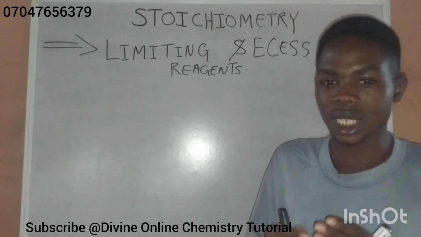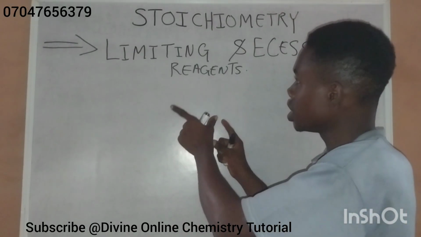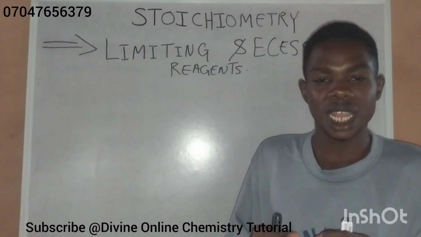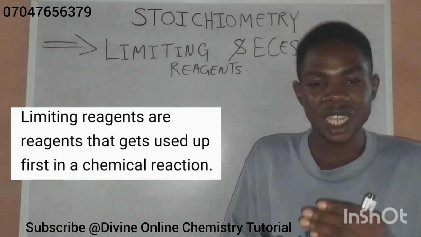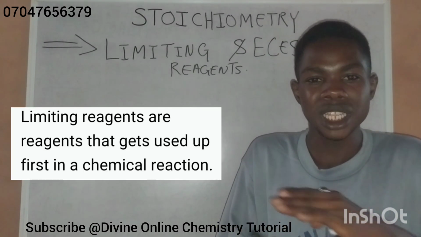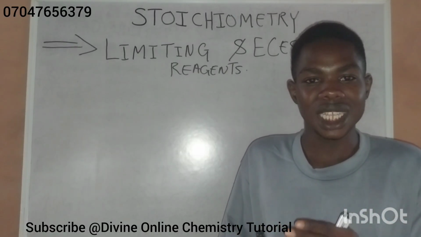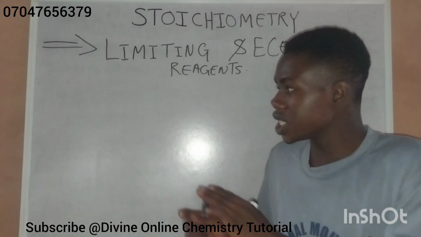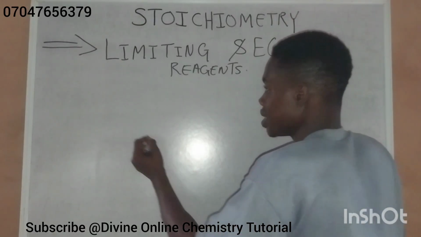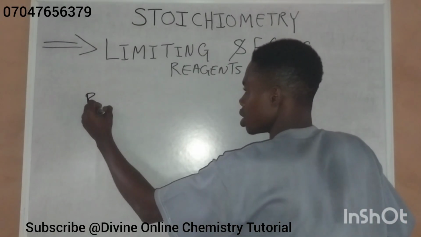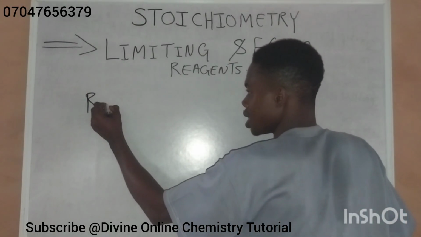Now, please take note that I'll be starting with limiting reagents. Limiting reagents are reagents that get completely used up first in the chemical reaction. And please take note, in a chemical reaction, the species at the left-hand side is known as the reactant.